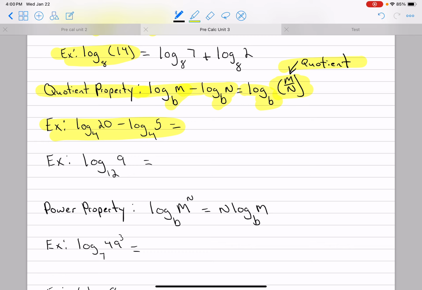Cool. You paused and you did that. You're like, all right, well, I know it's the log base 4. I see this is subtraction, so it's the quotient. So I need to do 20 divided by 5, which gives me the log base 4 of 4.